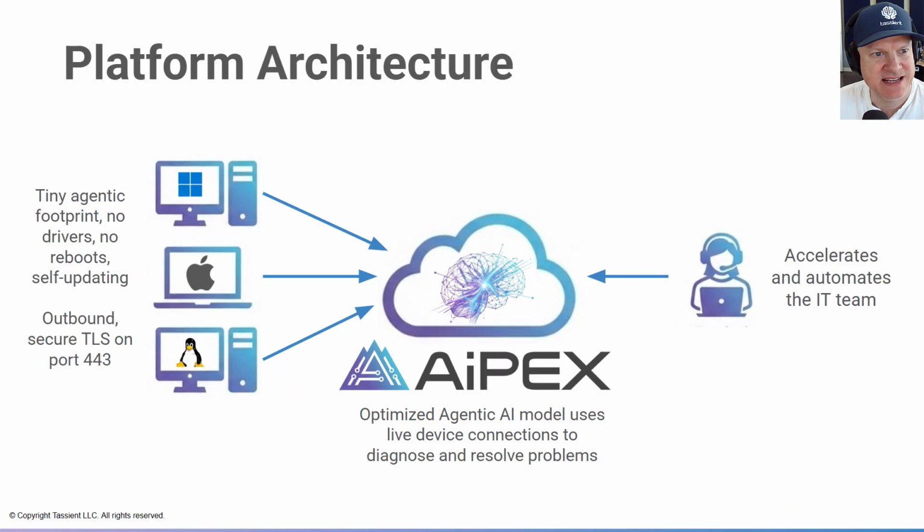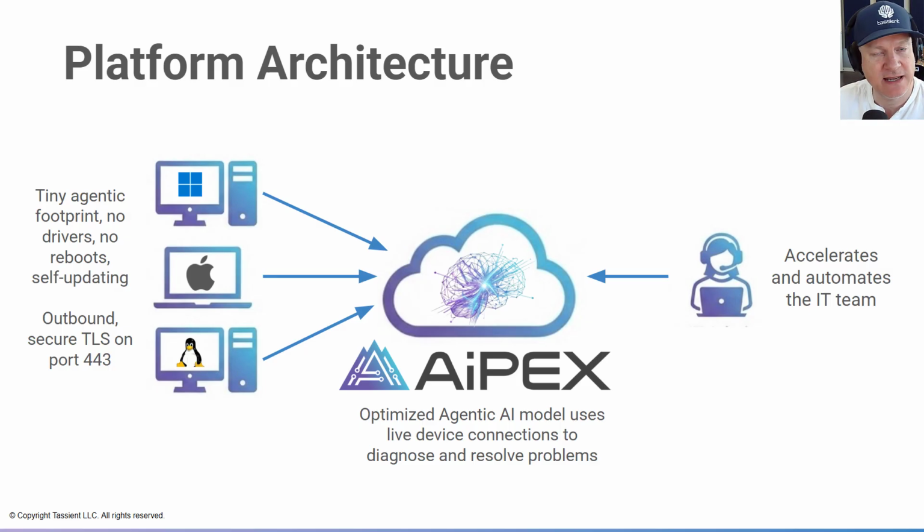Let's look at the agentic AI architecture that we use. On the left, we have Windows, Mac, and Linux devices. Each of those runs a small application, has a tiny agentic footprint. There are no drivers, there are no reboots. It's self-updating, it's self-maintaining. Each of those makes an outbound secure connection to the Aipex platform in the cloud.